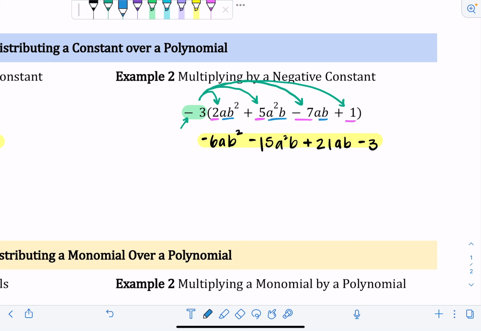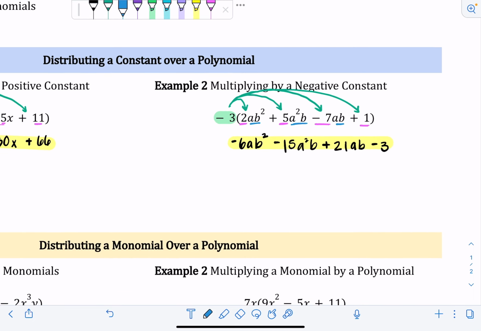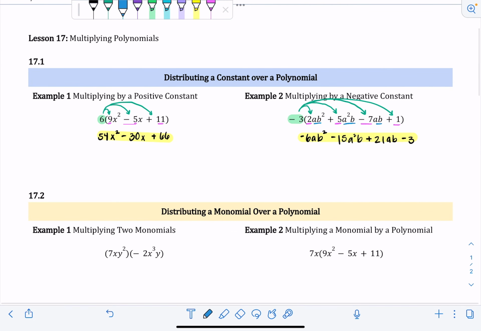That's a good way to check for any little mistakes, just making sure that if you're multiplying a negative in, all of the signs change, so they switch from positive to negative or negative to positive. Okay, moving on to 17.2.